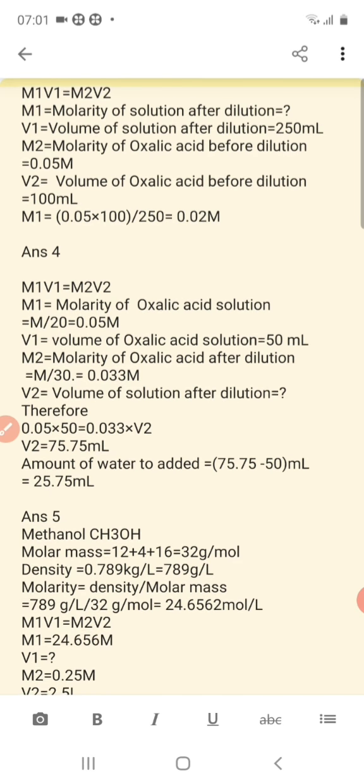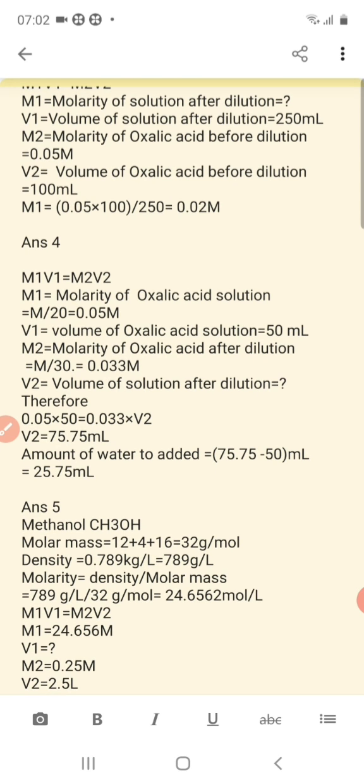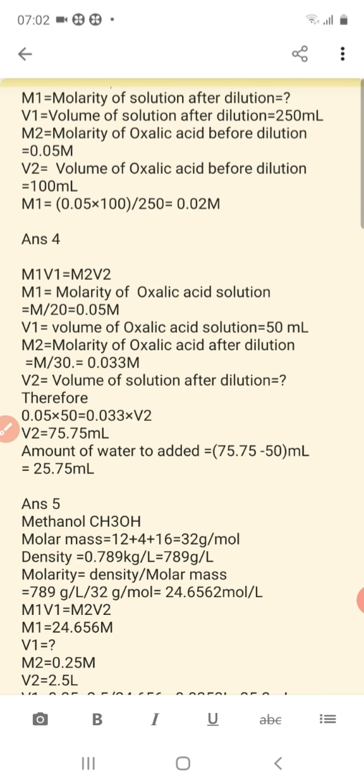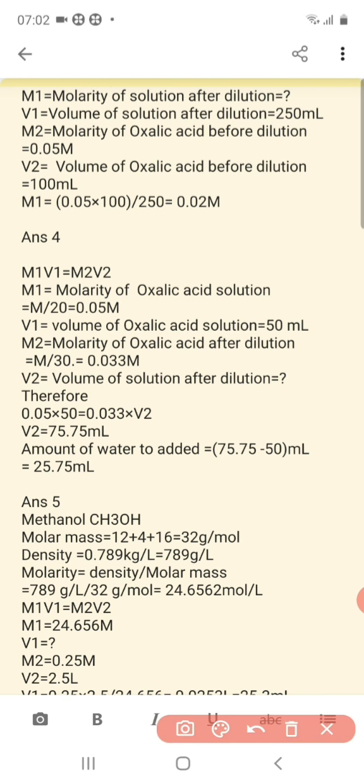M2V2. M1 is the molarity of oxalic acid solution, that is M/20. Here we have taken the molarity of oxalic acid to be M/20 before dilution. So we will utilize M1V1 is equal to M2V2. You can take any one as M1 or M2, that depends upon you. So if we have taken M1 as the molarity of oxalic acid solution before dilution, that is given as M/20, 0.05 molar solution. V1 is the volume of oxalic acid taken, that is nothing but 50 ml. Now M2 is the molarity of oxalic acid after dilution, and that is given as M/30.